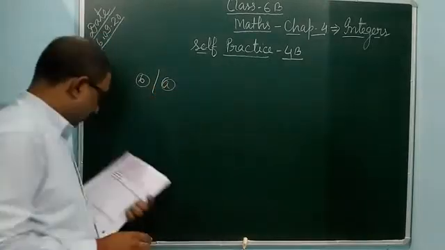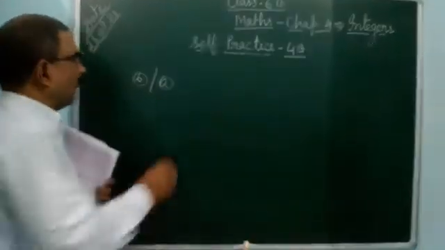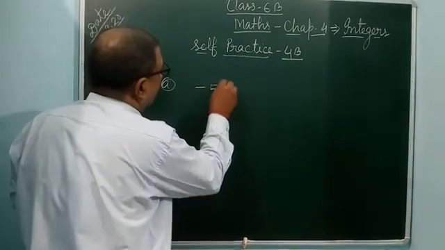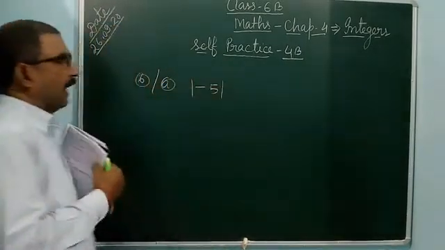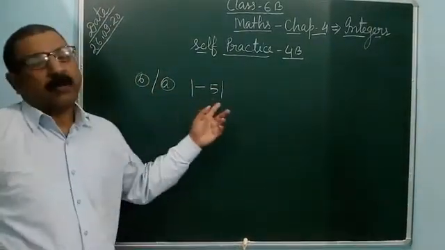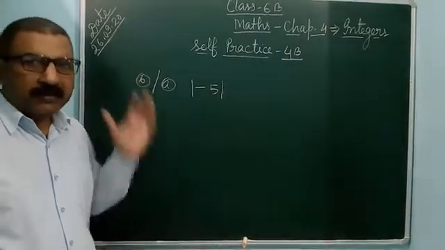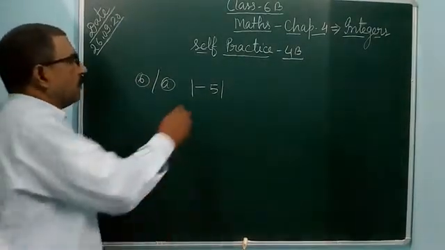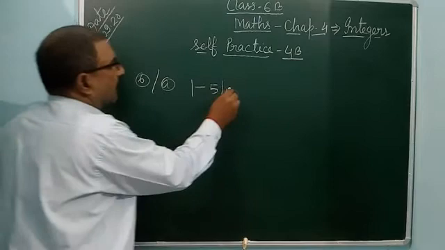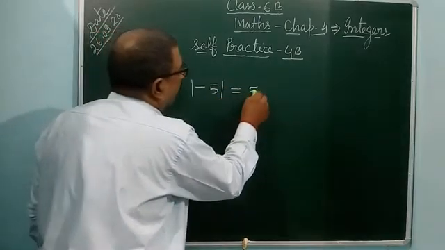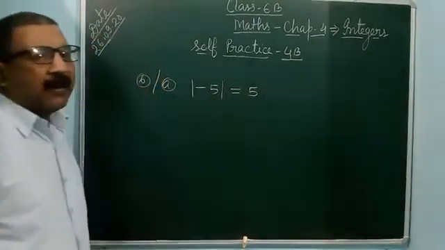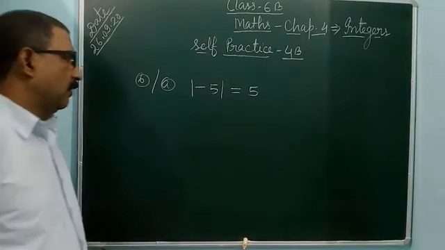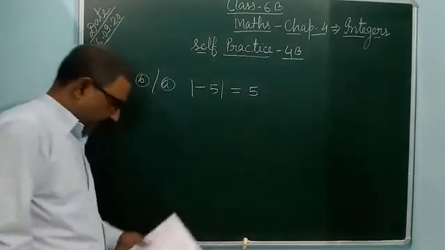6a, it is given in mod -5. -5 is in mod. I told already that the absolute value of any number is always positive. So this -5 is put in mod. It means the value is 5. The value is 5. 5 means plus 5. 5 or plus 5 is the same thing.